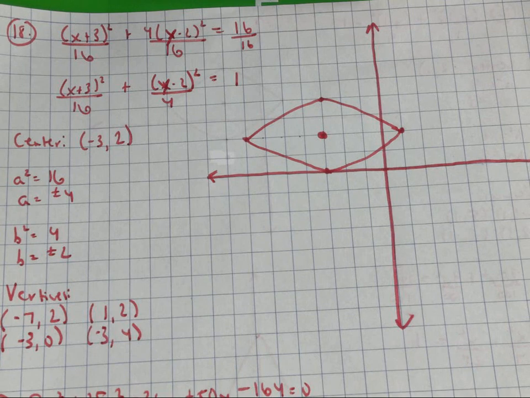Okay? So a squared is 16. Take the square root, that's ±4. That means I'm going to plot my center, go right or left 4 units. My minor is 4. Take the square root, ±2. Plotted it, went right 4, left 4, up 2, down 2. And that is my graph.